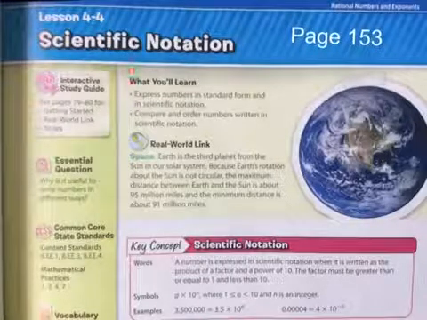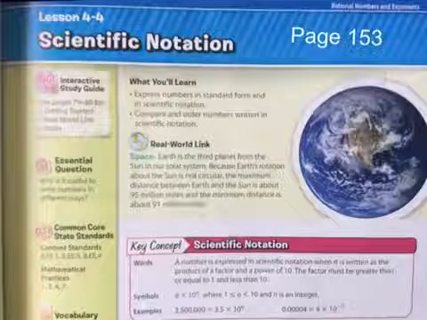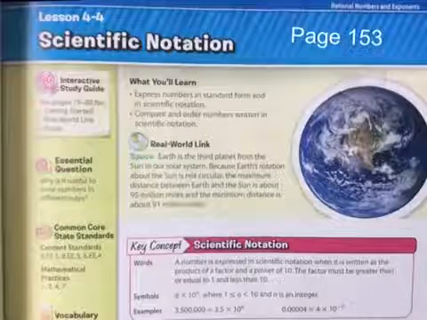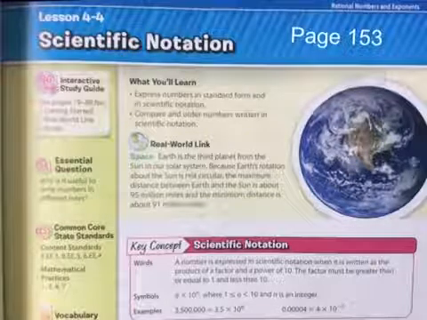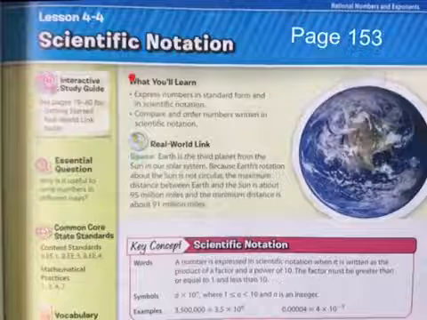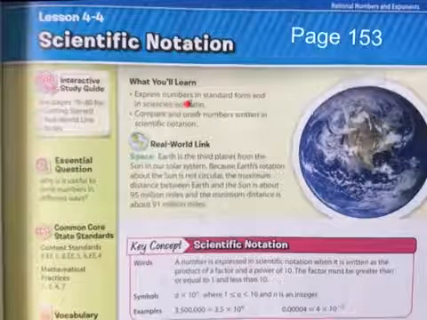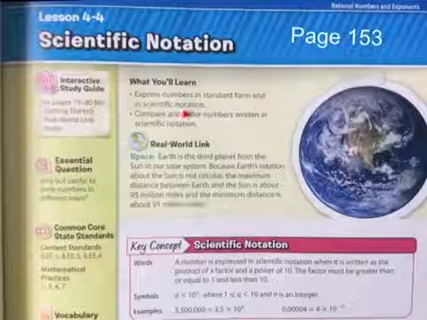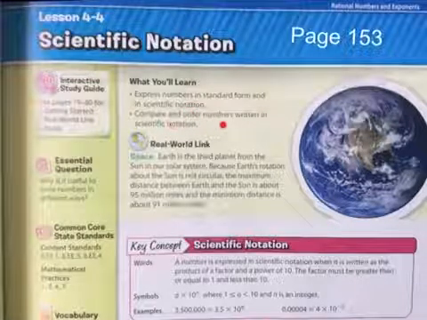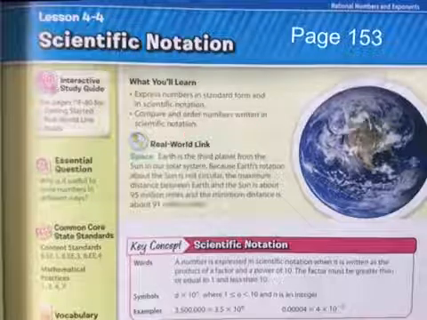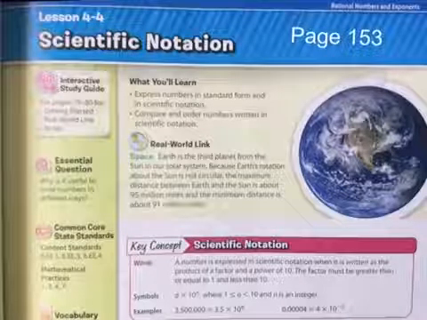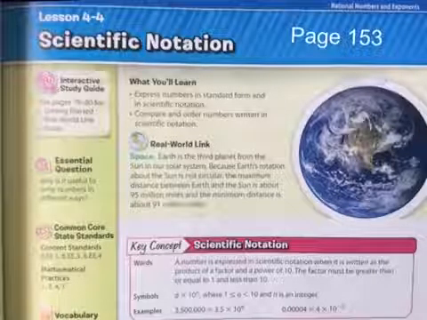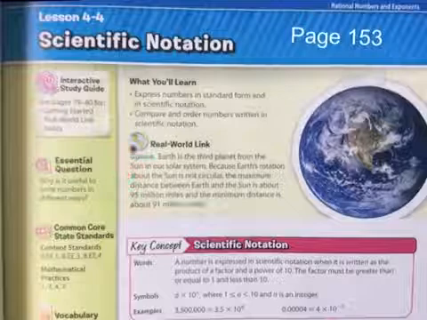Now, we have different ways of writing numbers. One way, the typical way, is standard notation, but this one is scientific notation, and it's for writing large numbers. In this lesson we're going to learn to express numbers in standard form, which is the normal way of writing it as a rational number, and in scientific notation. Compare and order numbers written in scientific notation. So we're going to compare them and write them in scientific notation. And this is what we use scientific notation for: very large numbers, such as when we talk about numbers in space.